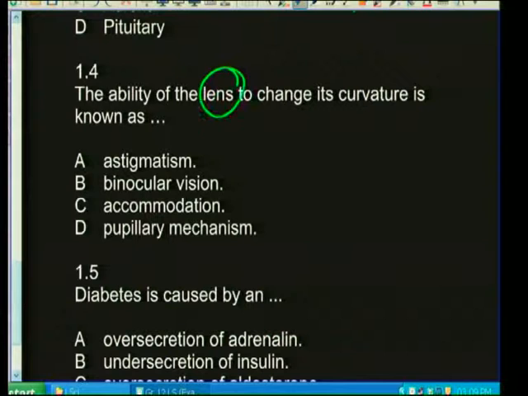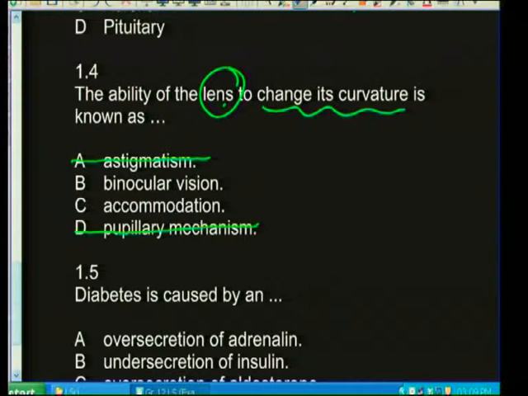Next question, 1.4. The ability of the lens to change its curvature is known as astigmatism, binocular vision, accommodation, pupillary mechanism. First of all, we're talking of the lens, so we cannot have pupillary mechanism as an answer. So it's wrong. This is talking of the ability of the lens. Astigmatism is a condition that people suffer from in case of the eye, which we will talk about later. And so A can't be right as well.